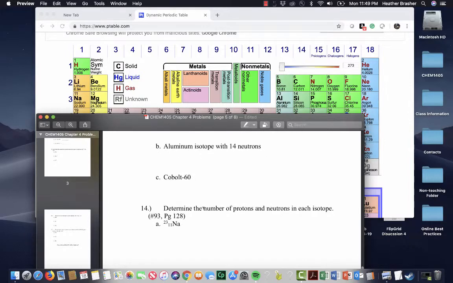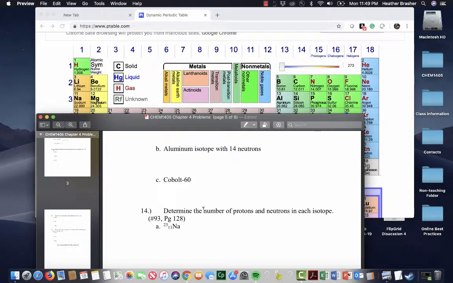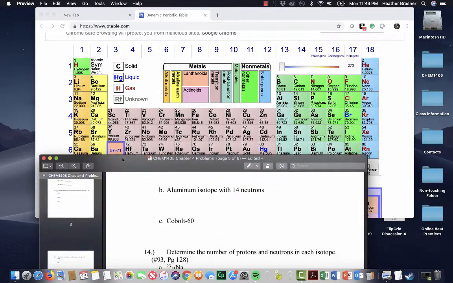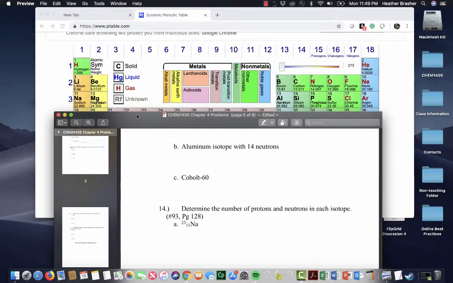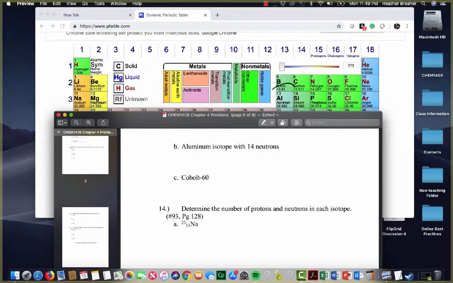And so on this one, let's look. Aluminum. Move it down a little. Here we go. It's right up there. So here we go, right? And so we have the atomic number, which is 13.